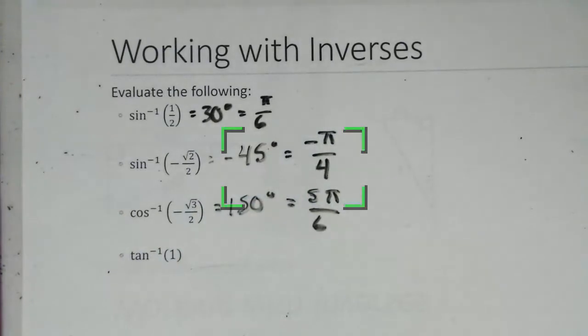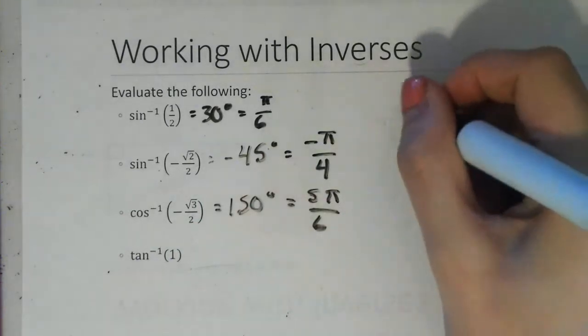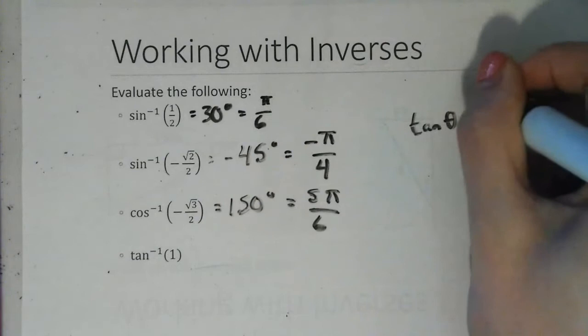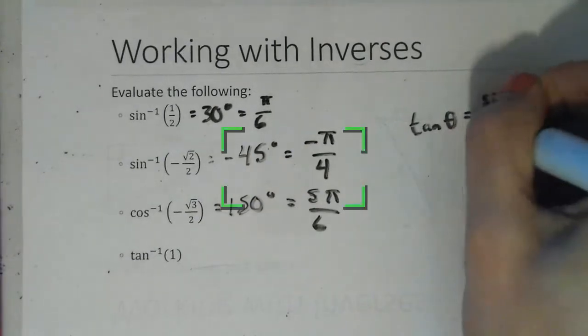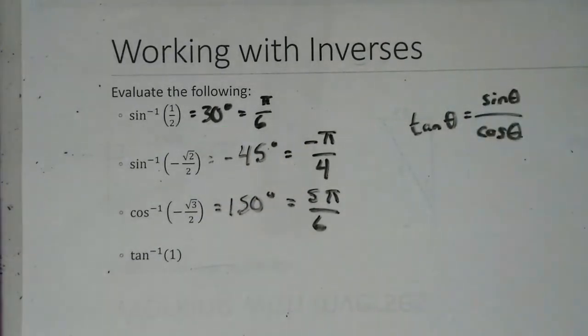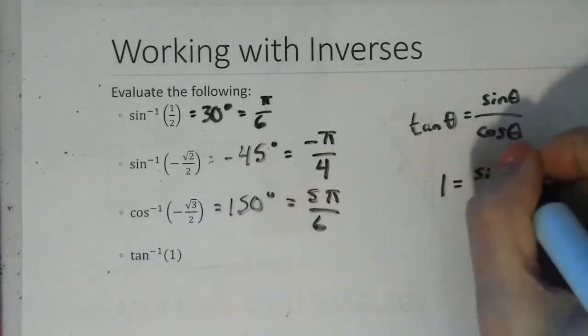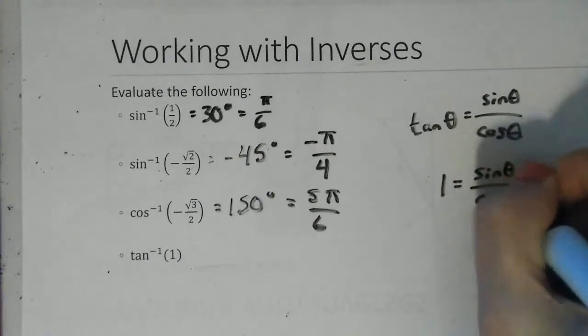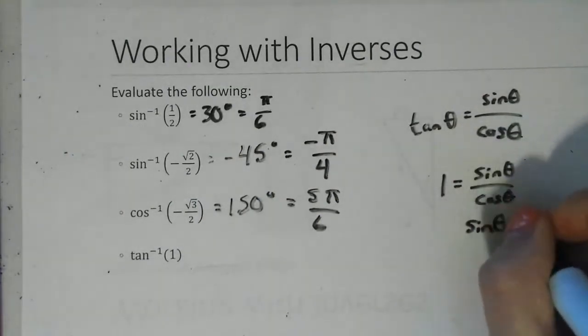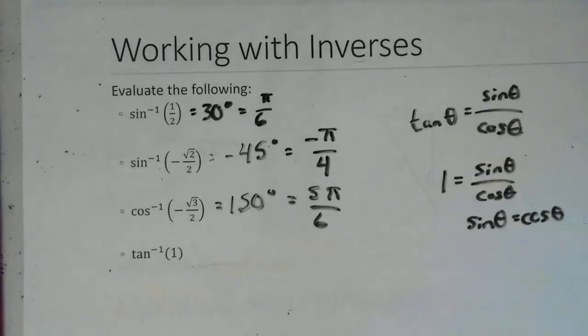And then we want the inverse tangent of 1. Tangent doesn't actually appear on our unit circle, so we have to remember that the tangent of theta is equal to sine of theta over cosine of theta. But we know that the tangent is supposed to be equal to 1. So if 1 is equal to the sine of theta over the cosine of theta, then that means the sine is equal to the cosine. So I need the x and y values to be the same.